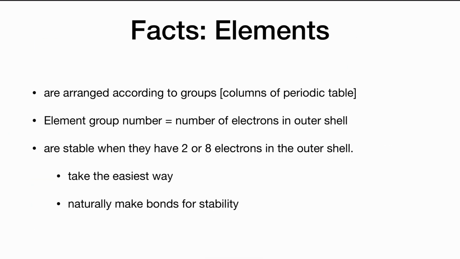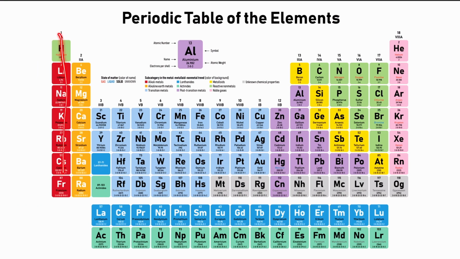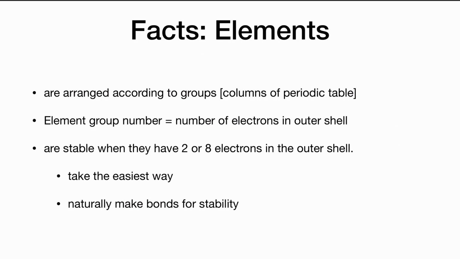So, a few interesting facts about the elements according to the arrangement of the periodic table. The first one is that the elements are arranged according to groups, and each column corresponds to a group. As I've mentioned, these are group 1, group 2, 3, 4, 5, 6, 7, and 8. And again, we've put aside the transition metals for now. The second interesting fact is that the group number an element belongs to tells us the number of electrons in the outer shell.